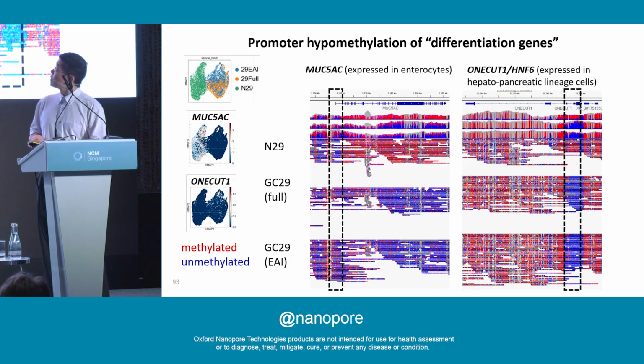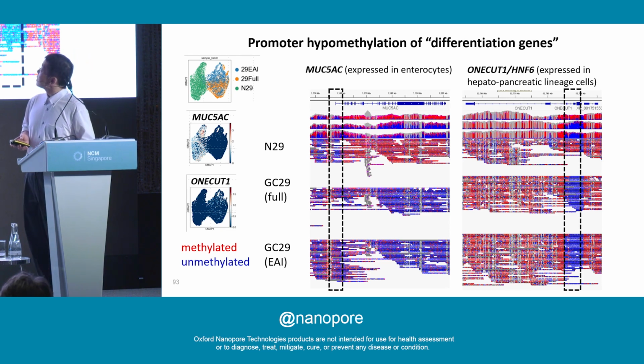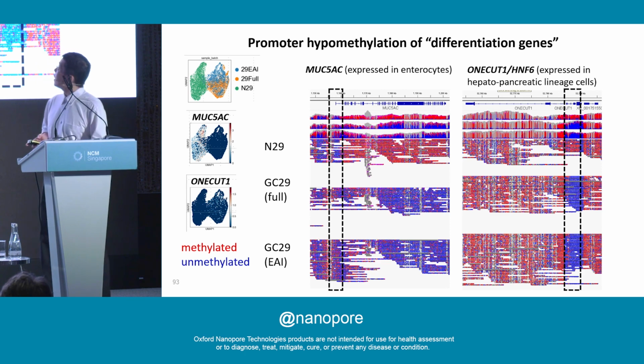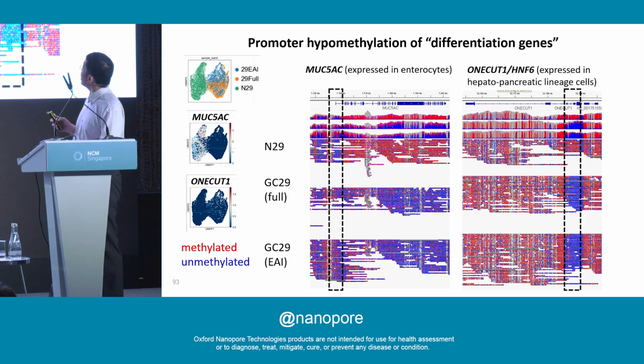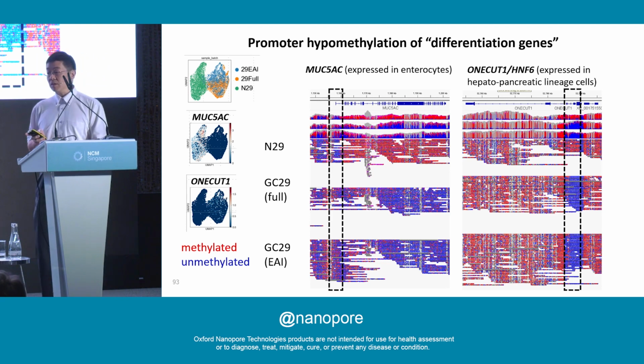That is an example of aberrantly hypermethylated and hypomethylated regions. MUC5AC is a well-expressed gene in normal gastric enterocytes. Its promoter region is blue, and it is densely methylated in gastric cancer organoids. Vice versa, the Onecut gene, HNF6, is aberrantly activated in the cancer cell, so its promoter region is aberrantly demethylated.